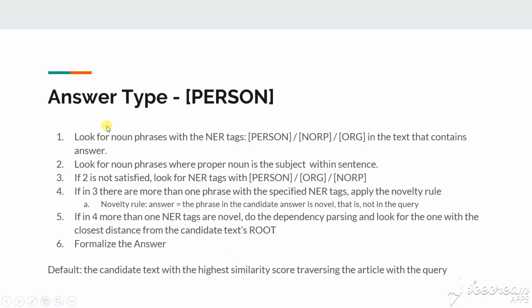For the person answer type, we start by looking for the noun phrases with correct NER text, and we only look for the noun phrases where the proper noun is the subject within the sentence. If it is not a subject, then just return a phrase. If there is more than one phrase with the correct NER text, then we will apply the novelty rule. The novelty rule simply means we're looking for the answer that is not in the query. If there is more than one phrase that is new here, we will look for the ones that are closest to the text root.